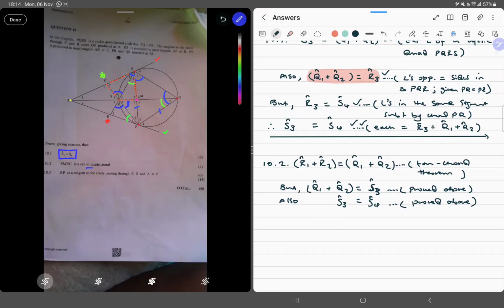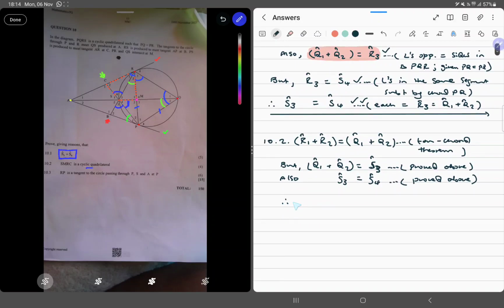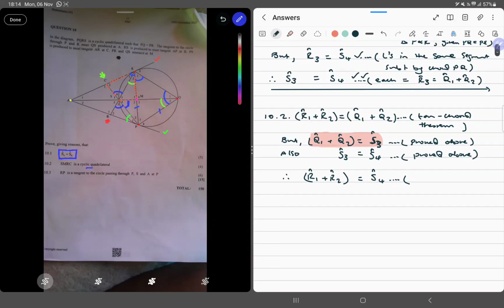Okay, now what is left is to make the connections. We can say, therefore, angle R1 plus R2 as a unit is equal to angle S4. Oops, too much excitement will kill you, so be careful. So now what is the link, guys? It's S3 via Q1 via Q2. So this question was a bit strange. The connections are a bit silly, but either way, we've got it in the bag.